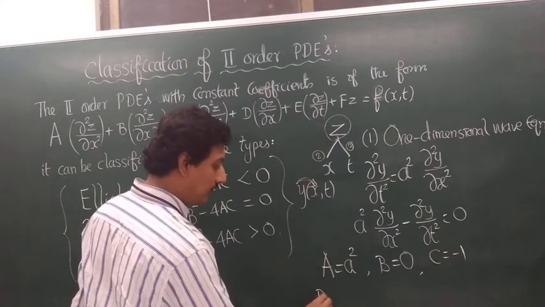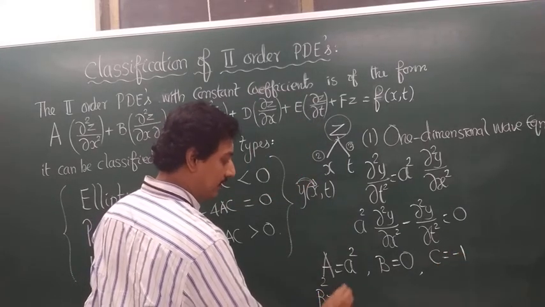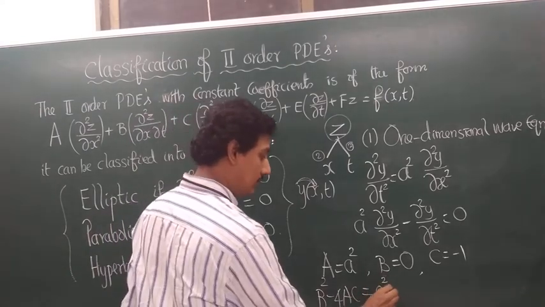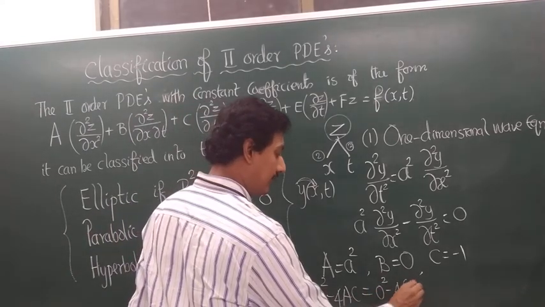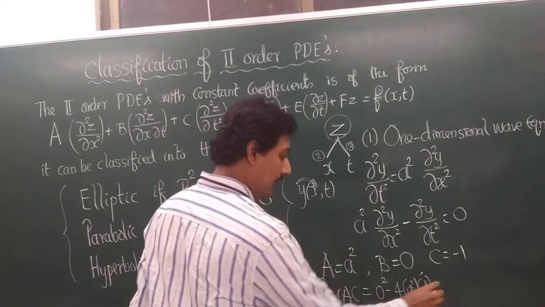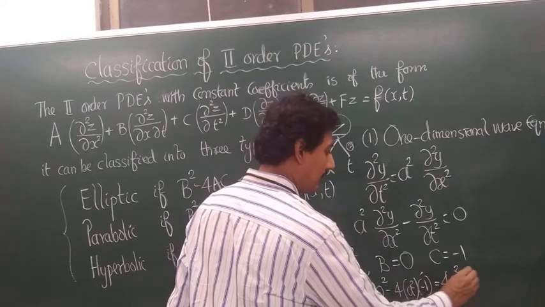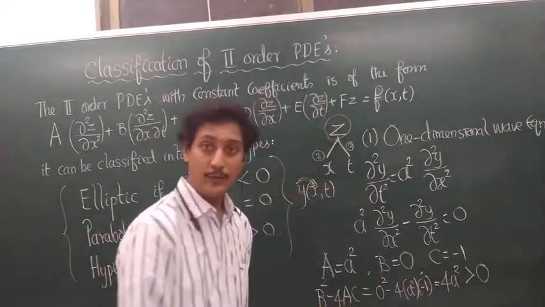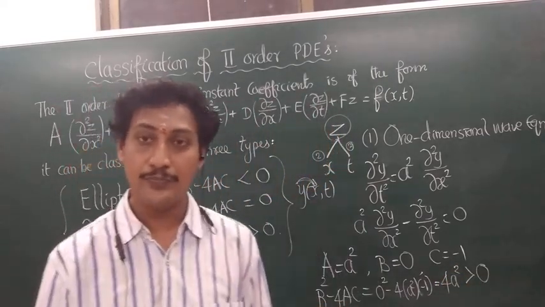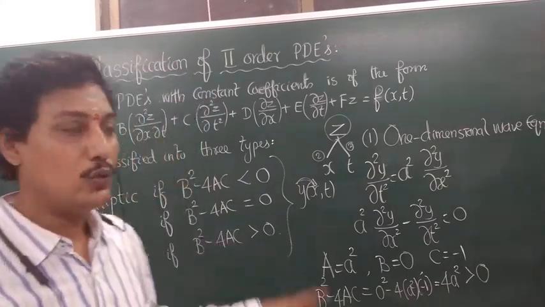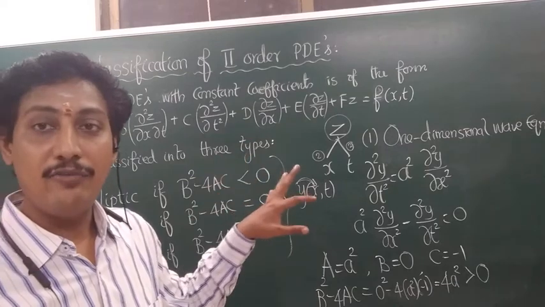Once we found the ABC values, let us determine the value of B squared minus 4AC. The B value is 0, so 0 squared, minus 4 into the A value, a squared, into the C value, minus 1. Minus of minus is plus, so this is plus 4a squared. It is always positive because a squared is always positive, isn't it? So B squared minus 4AC is always positive. What type of equation is this?